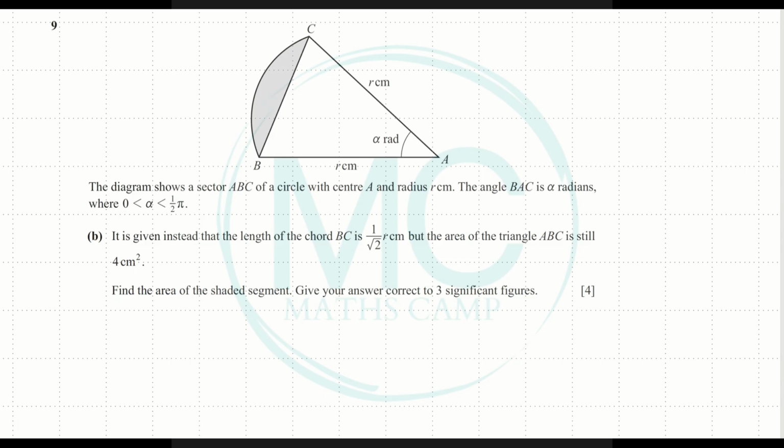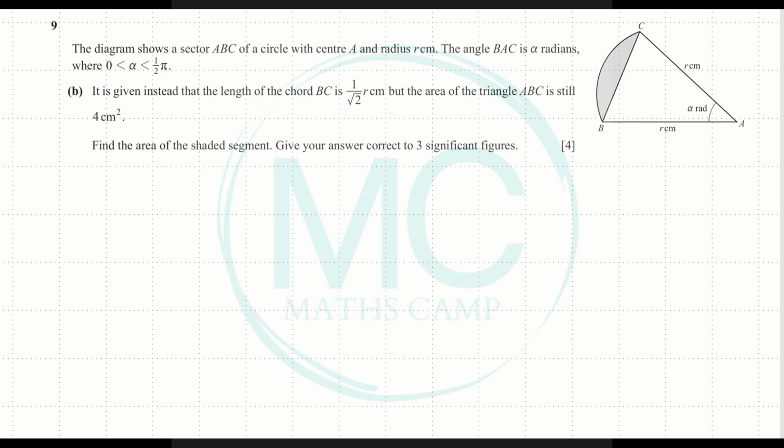Chord BC has now changed, but the area of the triangle is still the same. This means that our angle alpha has changed and the length of our radius r has changed. So to find the shaded segment, we now need to find new values both for r and for angle alpha. So let's make some space so we can make some notes.